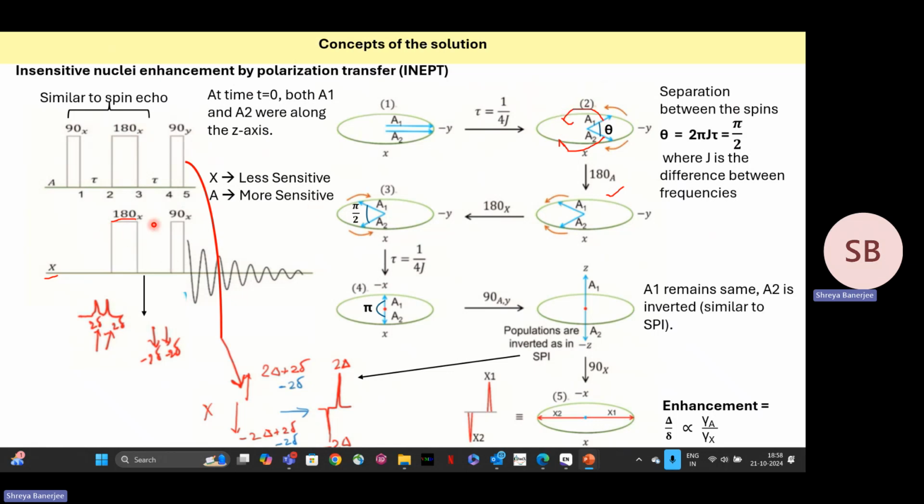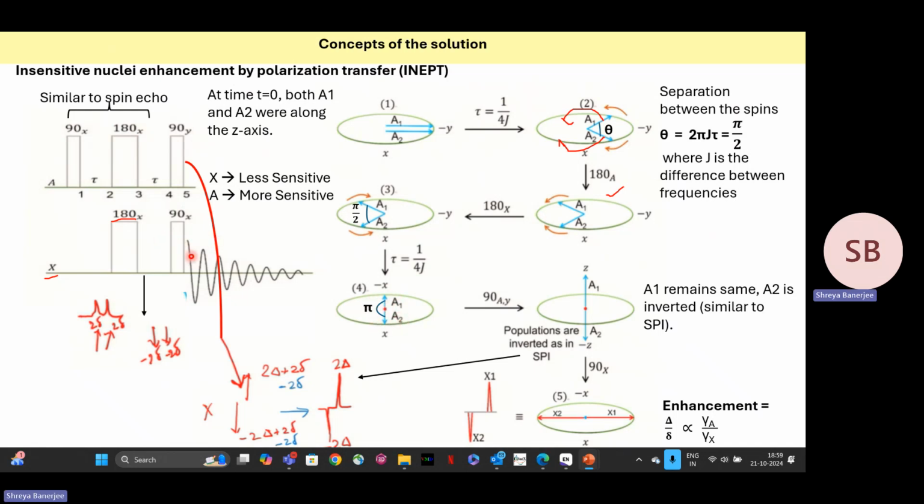And the 180 pulse applied in the X channel is just changing the direction of rotation. After this, another time period tau is given, in which, we know, the spins move by 90 degrees. They are already separated by 90. If another time tau is given, they will now be separated by 180 degrees.